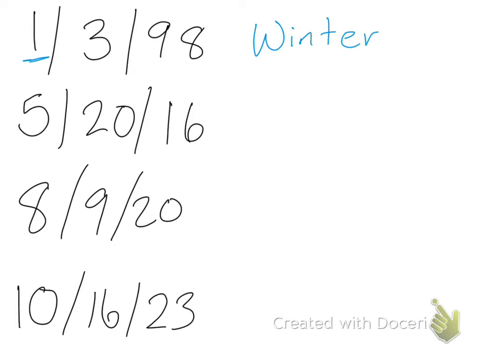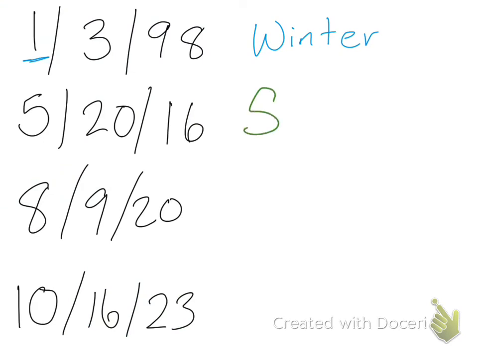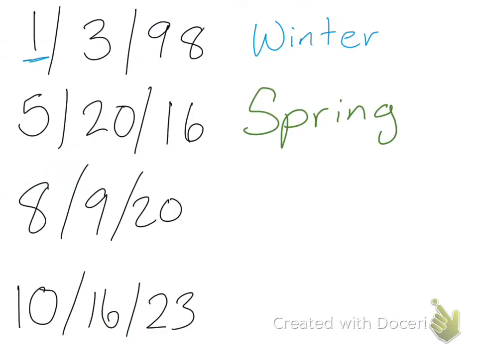All right, over to the next one. We have 5, which we learned was May 20th, 2016. If we look at our chart, May is in spring. So this date is in the spring. And the next one is 8, which is August 9th, 2020. And we know that August is here in the summertime. So this day would be during the summer.